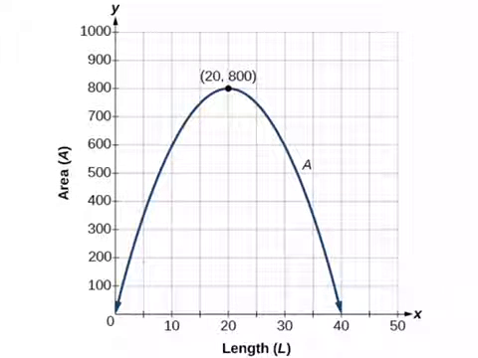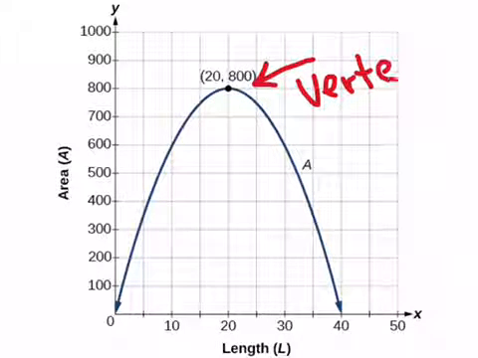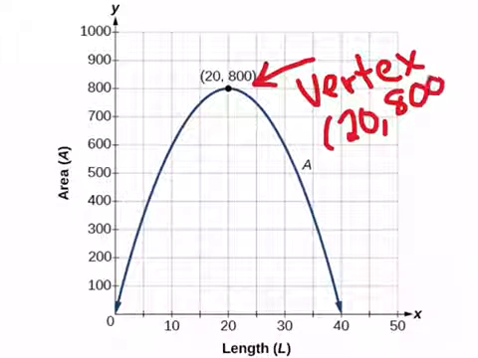Okay guys, so what we're looking at here is a graph where we're comparing area and length. If I asked you what the vertex of this is, you're going to say, well, Dr. Spears, I know the vertex is right there. The vertex is the highest point of this graph. So my vertex is clearly 20, 800.